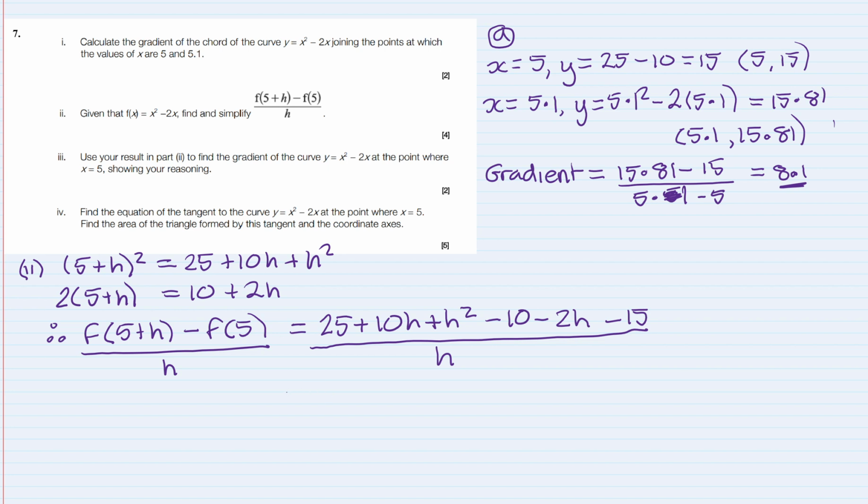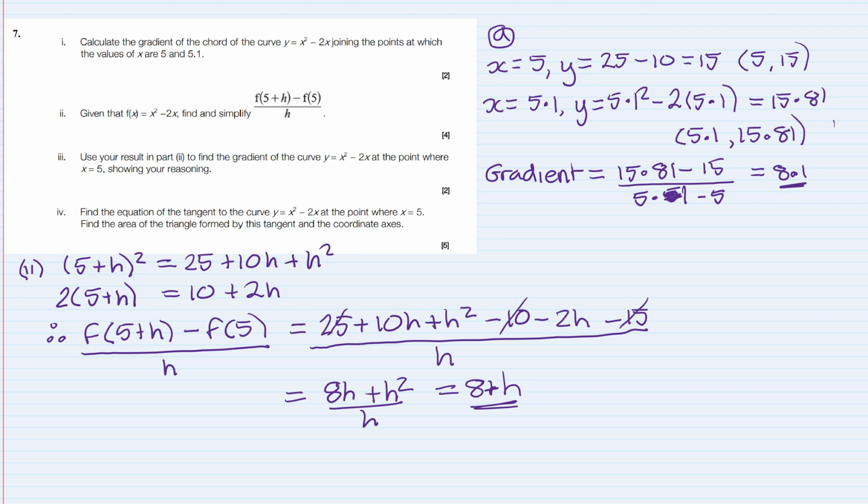So let's simplify this. The 25 is going to cancel with the 10 and the 15. That leaves me with 10h minus 2h, which leaves me with 8h plus h squared over h, which equals 8 plus h. So I have that simplified expression.